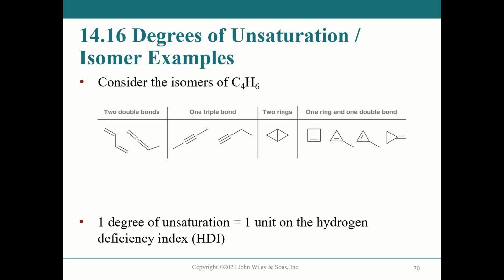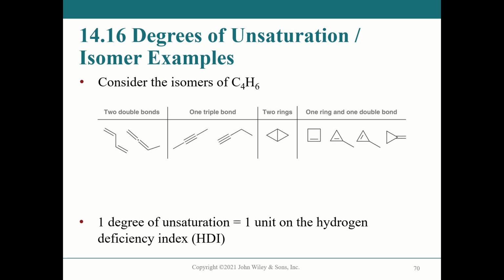Now, every pi bond counts as a degree of unsaturation. If you have 2 degrees of unsaturation, that could instead be from a single triple bond. Each ring is also worth a degree of unsaturation, so perhaps for C4H6, you're looking at an isomer that has 2 rings in its structure. Also, if a ring is worth a degree of unsaturation and a pi bond is worth a degree of unsaturation, then maybe your molecule has a ring and a double bond in it.